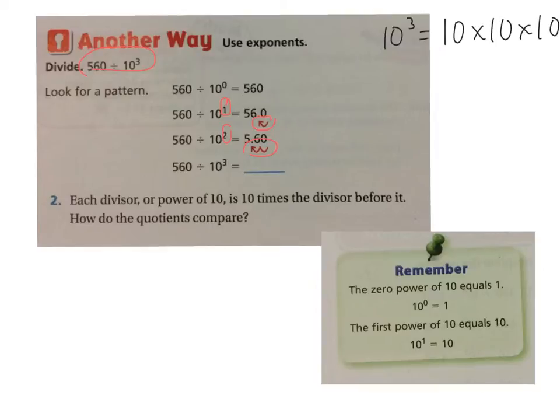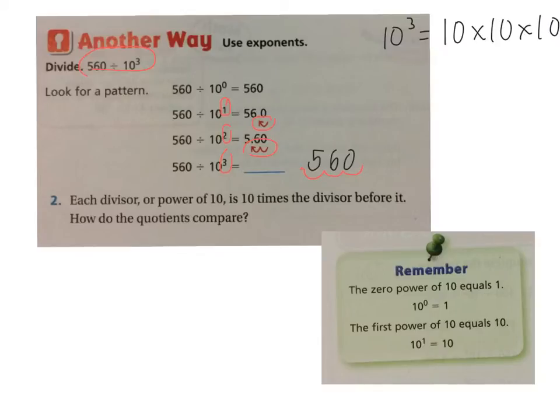Colin? It should move 3 spaces to the left. So my answer was 560 originally, and because the exponent is 3, following this pattern, I think that the decimal point should move 1, 2, 3 spaces to the left. Is that the answer we expected? Yeah.